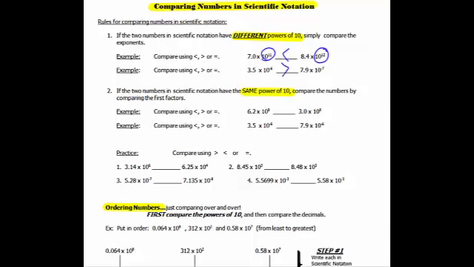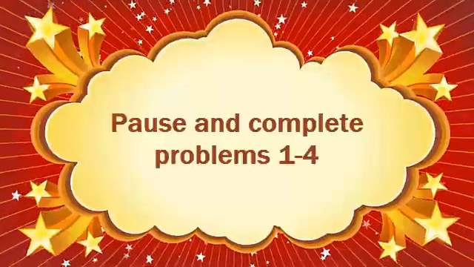If the two numbers in scientific notation have the same power of 10, then we just need to look at the coefficients, or the first factors. So our first example in number 2, they are both 10 to the power of 8, so 6.2 is larger than 3.0. Likewise with the second one, they both have the same power of 10, so all I need to do is compare the 7.9 to the 3.5. Now I'd like you to do 1 through 4 in the practice problems and come back and check your answers.